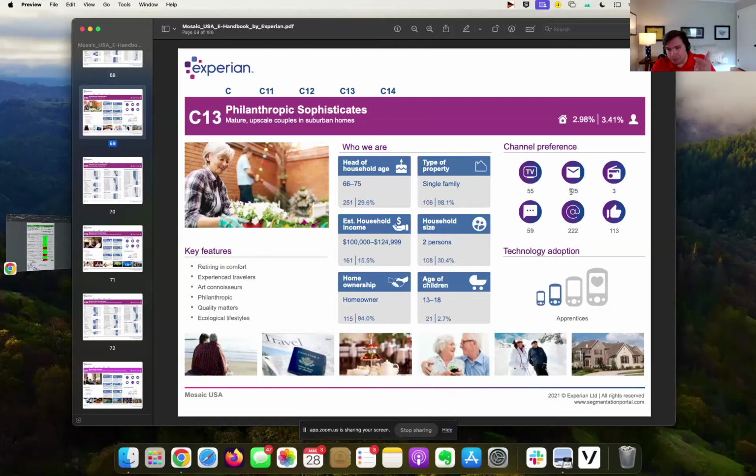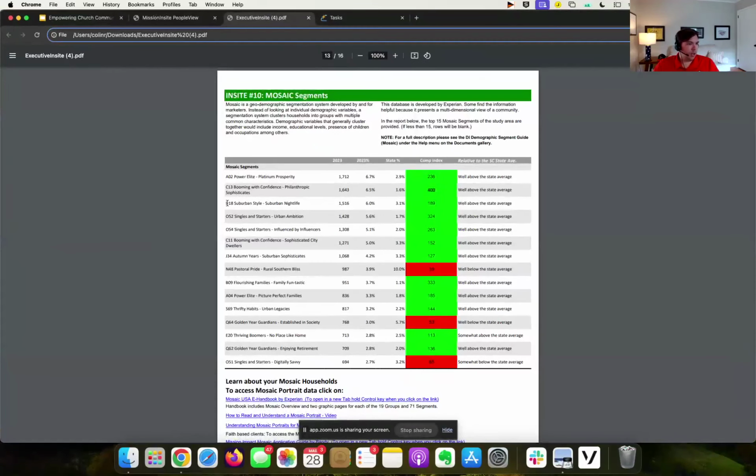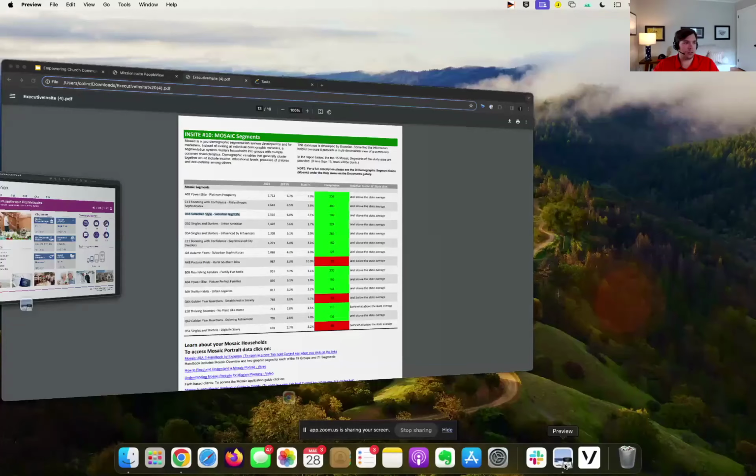So that's an example of understanding demographics and using a tool to pull this data so that you guys can start personalizing communications more effectively. Let's take a look at one more. We're going to look at D18. That's the third most populous Mosaic segment within the 10-minute drive of this church.